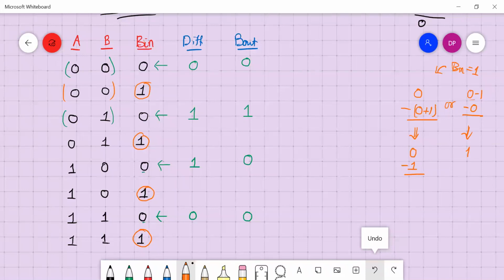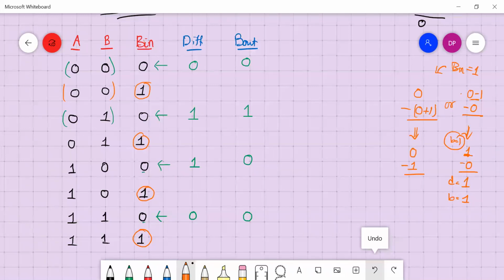Okay, 0 minus 1 is how much? 1, sir. 0 minus 1. We have to take a borrow, isn't it? 0 minus 1, half subtractor, remember. 0 minus 1 not possible. You have to take a borrow, isn't it? So it is 2 minus 1. The answer will be 1. Okay. With a borrow 1. So 1 minus 0. Okay. So 1 minus 0, what is the answer? The difference is 1 and we have borrowed 1. Okay. So difference is 1. Borrow is also 1.